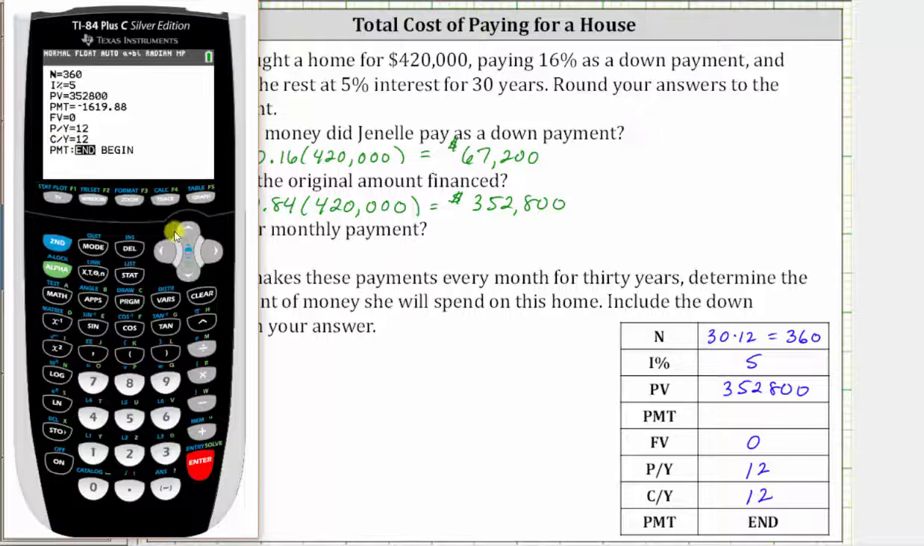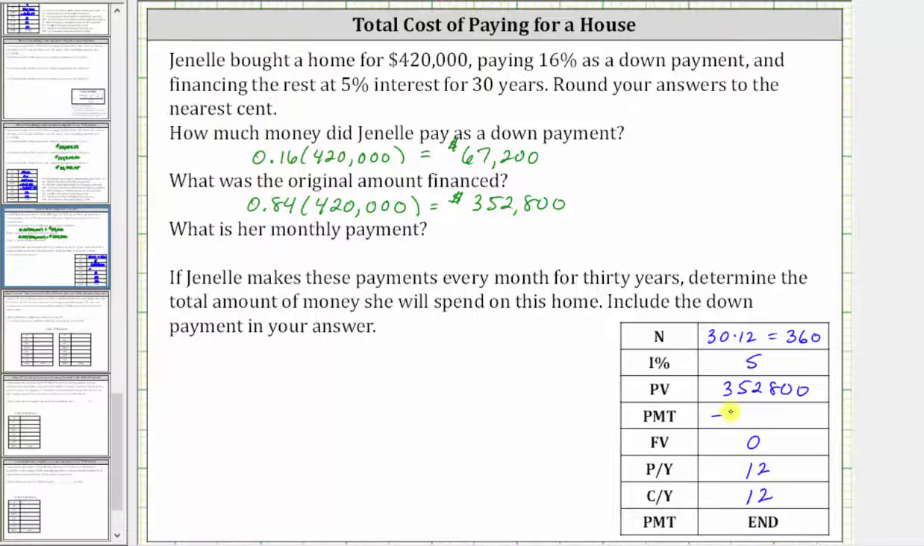So this is correct. We go back up to the row for payment and press alpha enter. And notice how this is negative because this indicates Janelle must pay this amount each month. To the nearest cent, her monthly payment is $1,893.91. So again, her monthly payment is going to be $1,893.91.